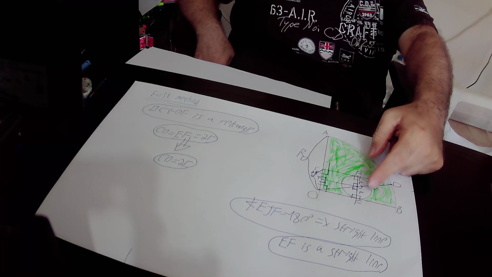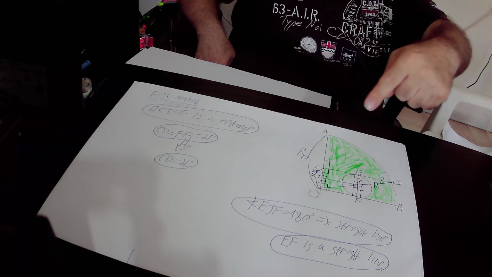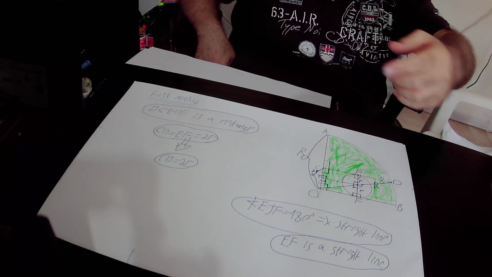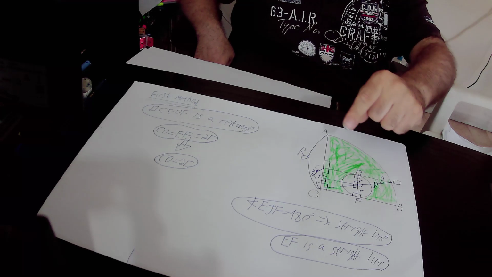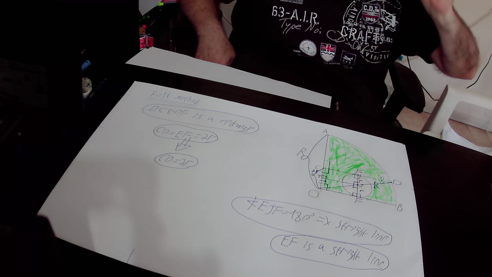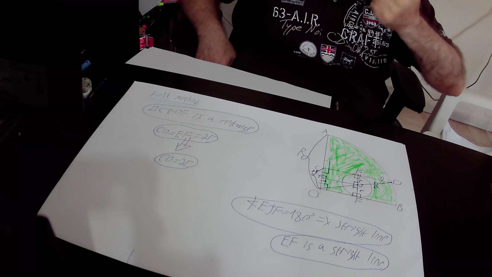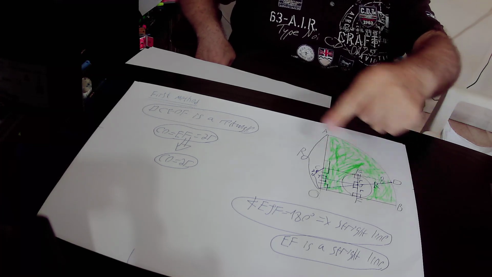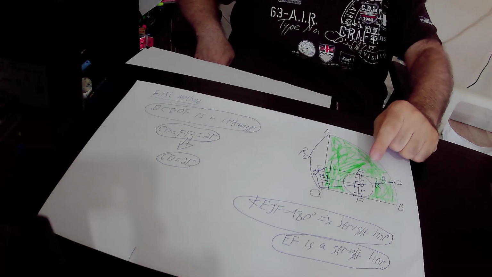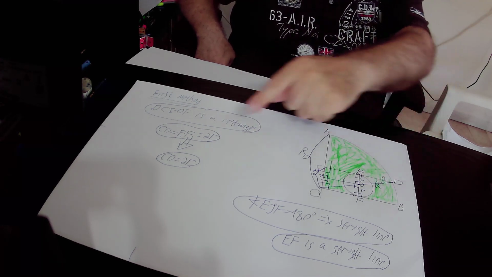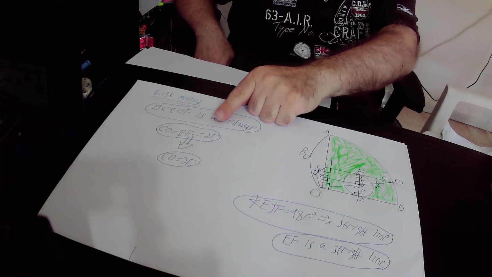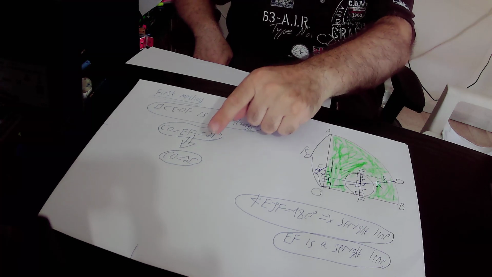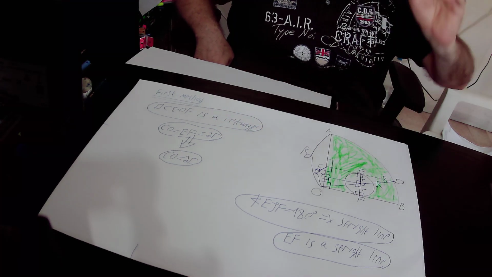And if line segment EF is a straight line, it means that quadrangle CEOF is a rectangle. Why? Because quadrangle CEOF has 4 right angles. Therefore, it is a rectangle. And we know that the opposite sides of a rectangle are equal to each other. That is to say, CO equals EF, but we already found out that EF equals R plus R, that is 2R. From this equation, CO equals EF equals 2R. Here, CO equals 2R.